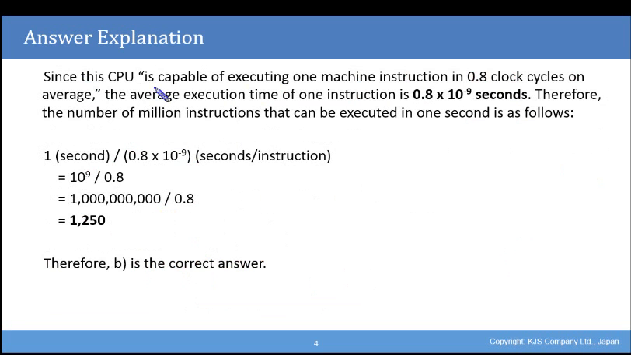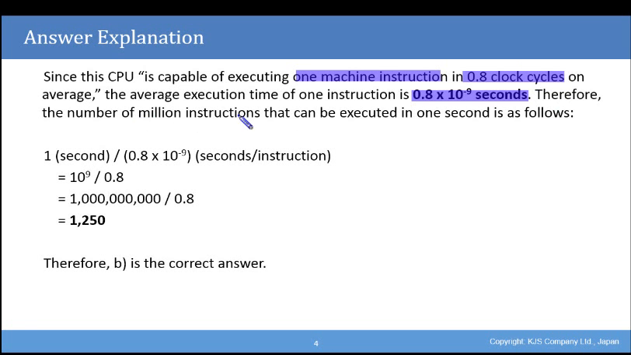Since this CPU, which was described in the question, is capable of executing one machine instruction in 0.8 clock cycles on average, the average execution time of one instruction is going to be simply our 0.8 times the period of one clock cycle, which we just found to be 10 to the minus 9. Therefore, one instruction will take 0.8 times 10 to the minus 9 seconds on average.